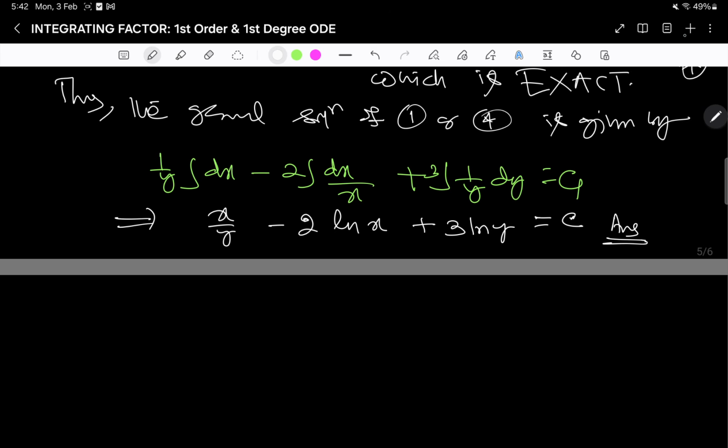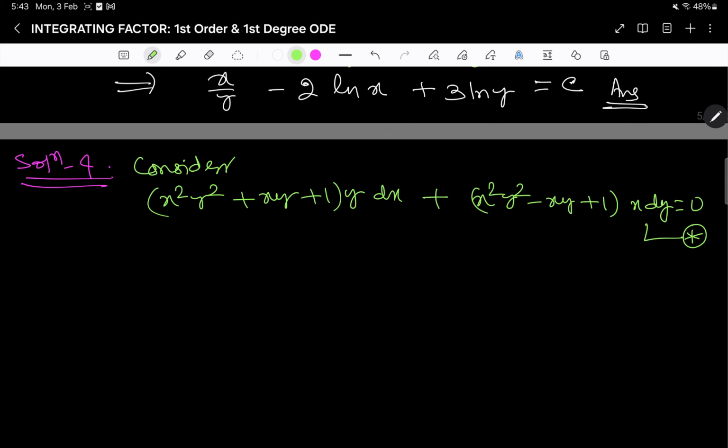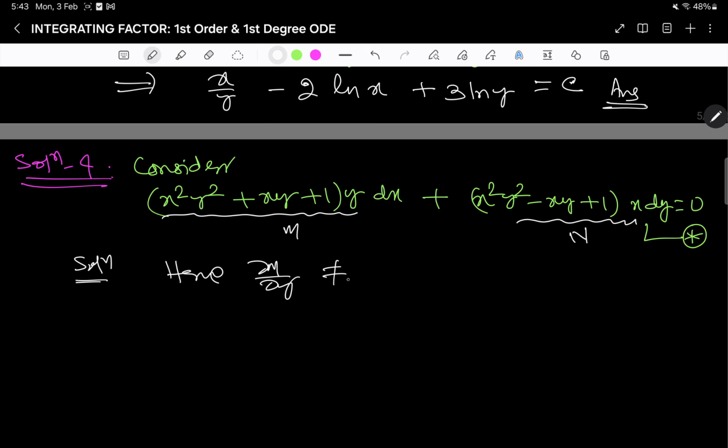Coming to the second example. So now you are given this example 4. This entire thing is my m. You first take m and first you check the exactness. But you see here del m by del y is not equal to del n by del x. First you see whether it is exact or not. Thus star is not exact.